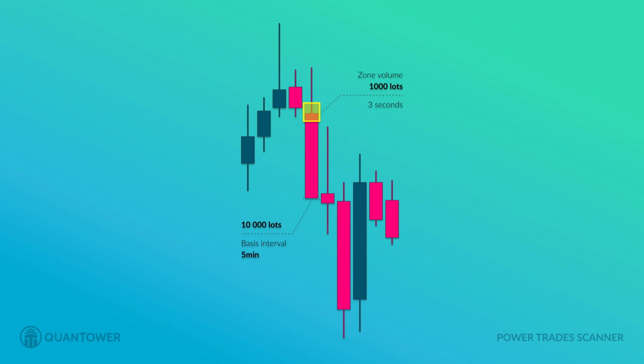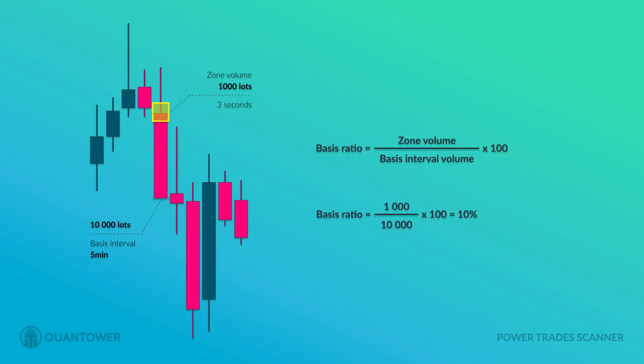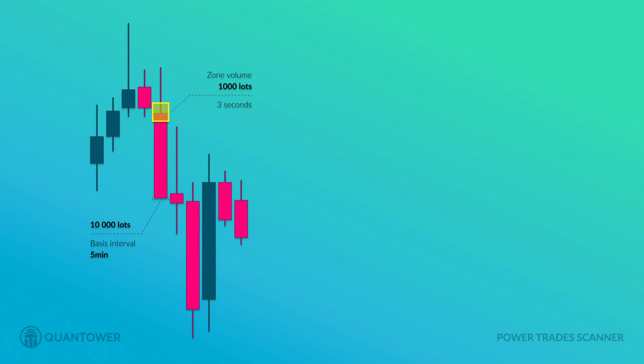So now we're going to calculate a basis ratio of our zone, and what we do is we take the volume of the zone and divide it by the basis interval volume, which is 1,000 divided by 10,000, multiply that times 100, and that equals 10%. So in other words, within those 3 seconds, 10% of the 5-minute volume was traded, and that's not very much. Now what conclusion can we make? The volume is strong but not critical, because the moment of trading is very intense and the DOM is dense, and because that zone only has 10% of basis volume.